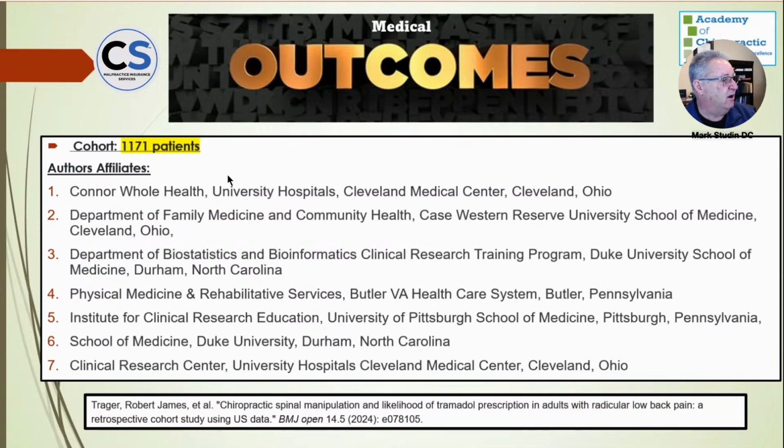Now we have another study from a cohort. Which one is this? Chiropractic. Now this is the likelihood of tramadol, which is an opioid, with radicular low back pain. This is in 2024. They studied 1,171 patients. Cleveland Medical Center, Case Western, Duke, Butler, Virginia healthcare system, University of Pittsburgh. This is Duke again, another one. Cleveland Medical Center. You're not talking some obscure place in the middle of nowhere.